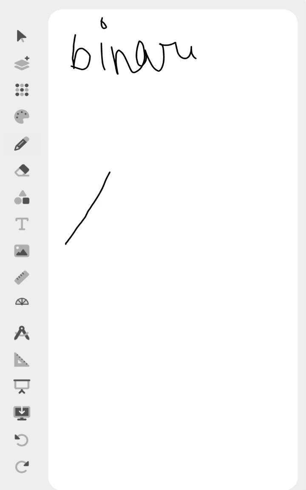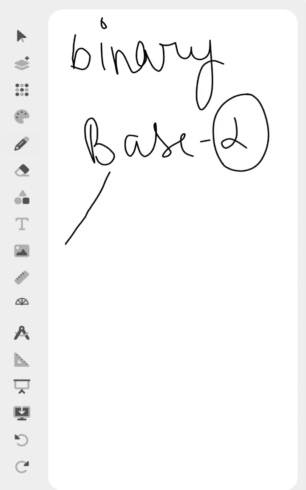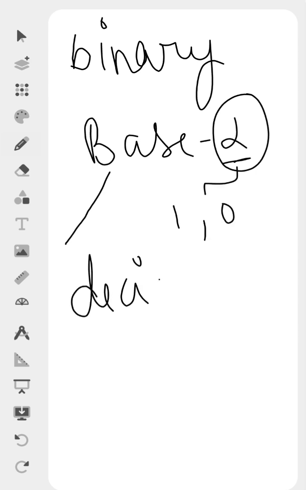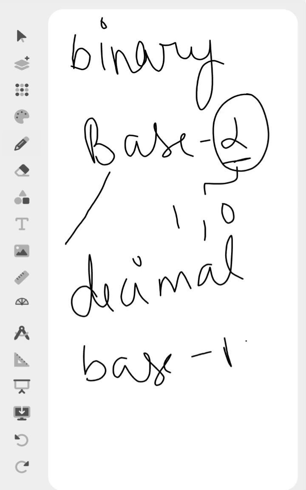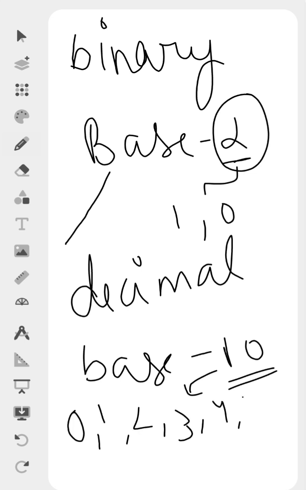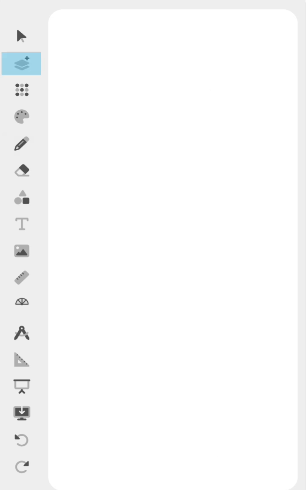So we are gonna start with binary numbers. Binary numbers generally have a base 2. What is meant by this base 2 is that it can only handle 1 and 0. Just like decimal has a base 10. Why does it have a base 10? Because it can handle 0, 1, 2, 3, 4, 5, 6, 7, 8 and 9. And computer only deals in 0 and 1.